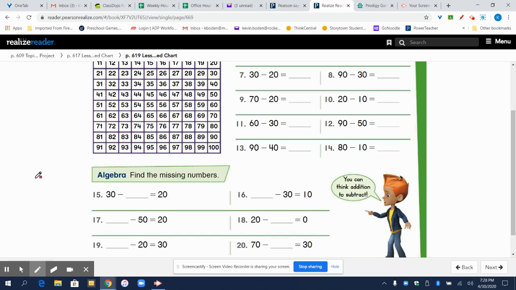So what we're going to try doing here, it says find the missing numbers. If you know your fact families, you're going to be really good at this one. If you don't, that's okay. It'll be good practice. So number 15, so I'm going to do 15, 17, and 19. You're going to try the other ones.